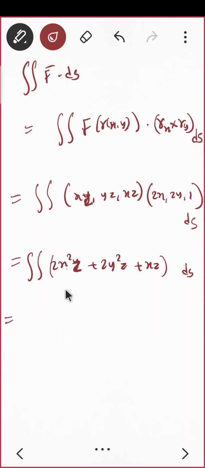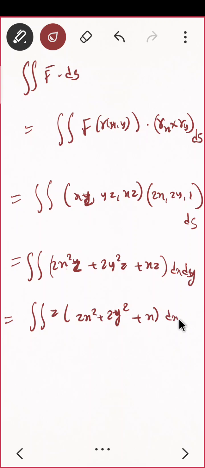Okay. So now can we do something? Can I take z outside? If you take z outside, you will have 2x² plus 2y² plus x, and that is dx dy, like that.